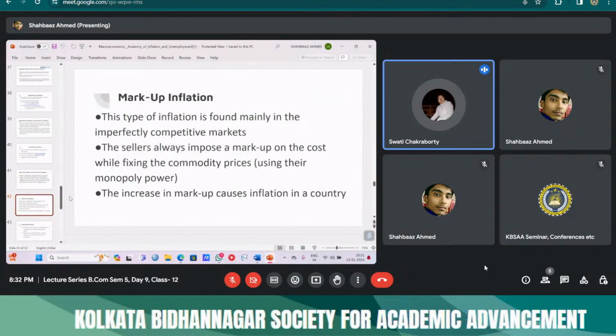Okay. So we also have the markup inflation coming into play. This type of inflation is found mainly in an imperfectly competitive market, where the sellers would impose a markup, meaning a hike, on the cost. They would just increase the price while fixing the commodity prices. This happens in a monopoly market, and this results in inflation. They would just artificially increase the price, which would help in getting higher profit. If it's a monopoly market, then it's possible. So markup price also leads to inflation.